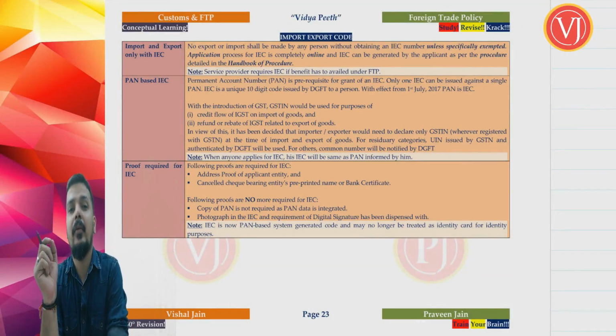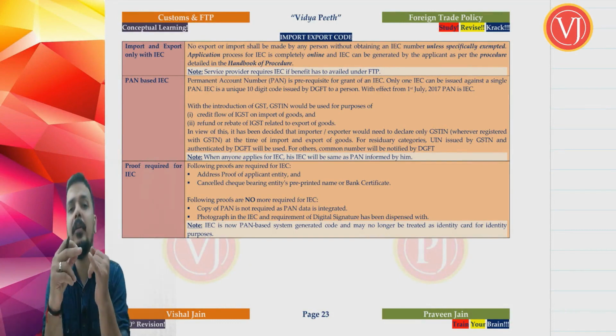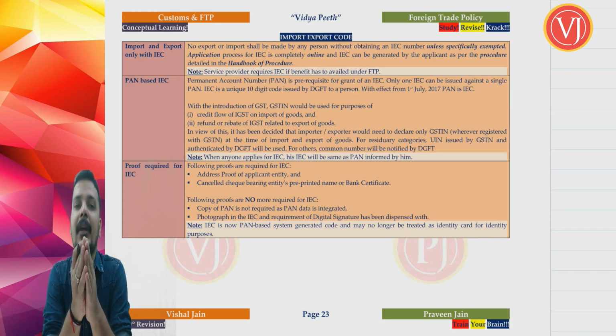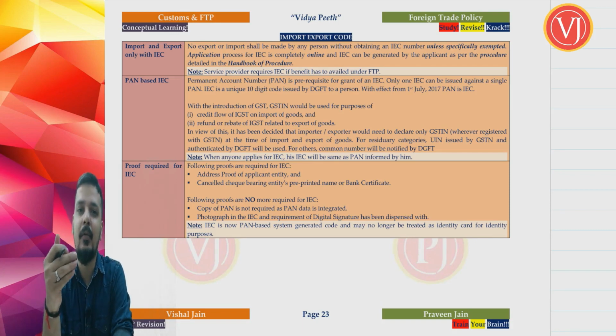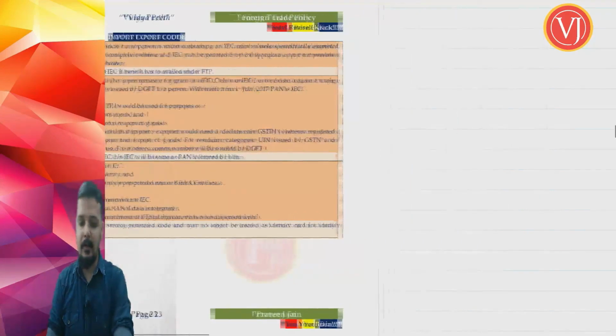Friends, now let us focus on your other three concepts which are dealing with your general provisions of your import and export policies, where we'll be focusing on your import export code, then registration cum membership certificate, and finally status holder. We have 1 star, 2 star, 3 star, 4 star, 5 star status holders based on your export performance. Now let us start with your IE code.